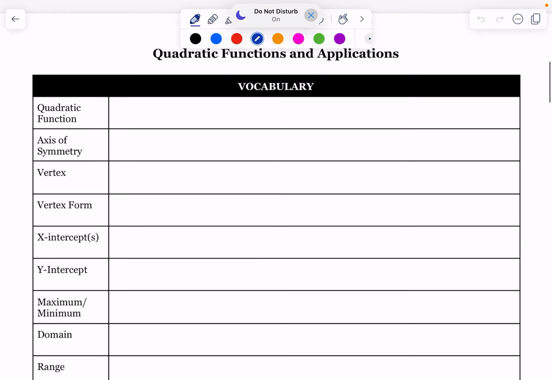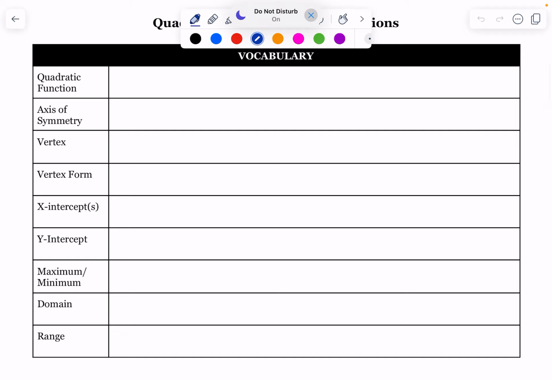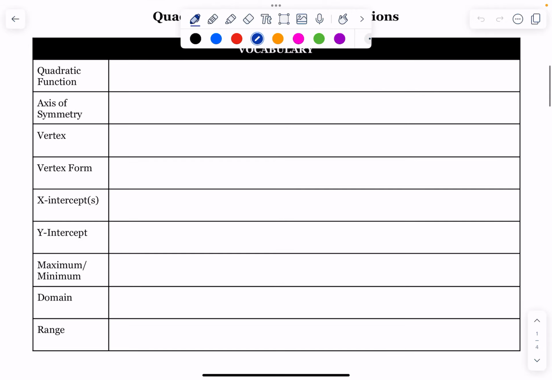This video is over section 7.1, Quadratic Functions and Applications. There's a lot of vocabulary here before we get into the problem, so be patient with that. A quadratic function, there's a lot of things that we could put here. For now, just for time's sake, I'm just going to make this shape here. It's going to make a parabola shape when we graph it.